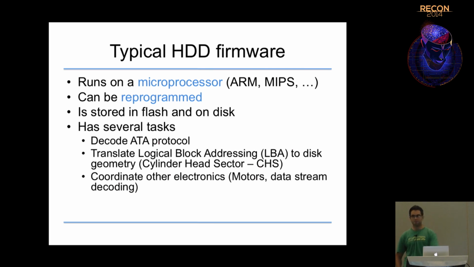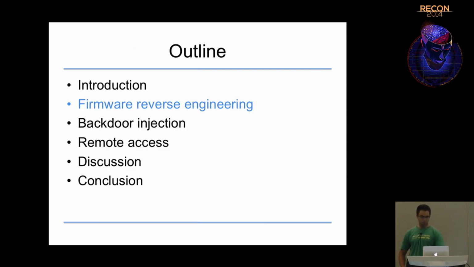And it has several tasks. It decodes the ATA protocol. This is the protocol that the PC speaks with the hard drive. It translates the logical block addressing to the cylinder head sector addressing. I don't know, people who are older than me probably still remember that you had to set cylinder head sector settings in the BIOS for DOS. Fortunately, now hard drives are addressed as a linear addressing space, and the firmware is hiding all this complexity. And the firmware coordinates all these motors and so on that are on the drive.